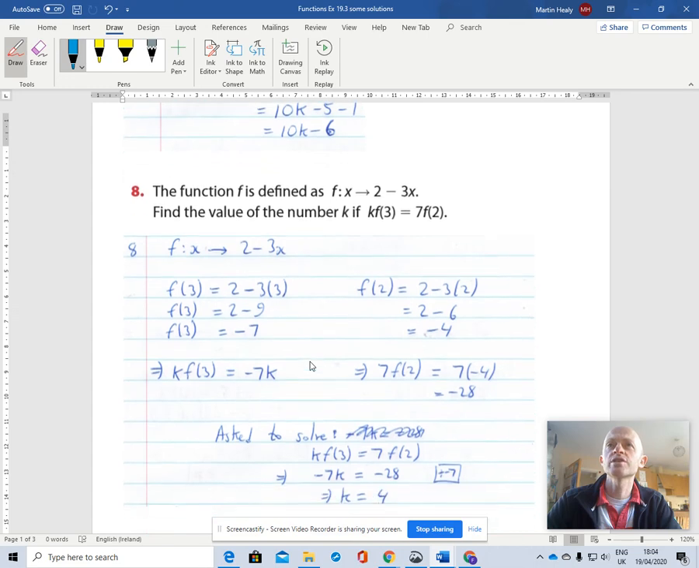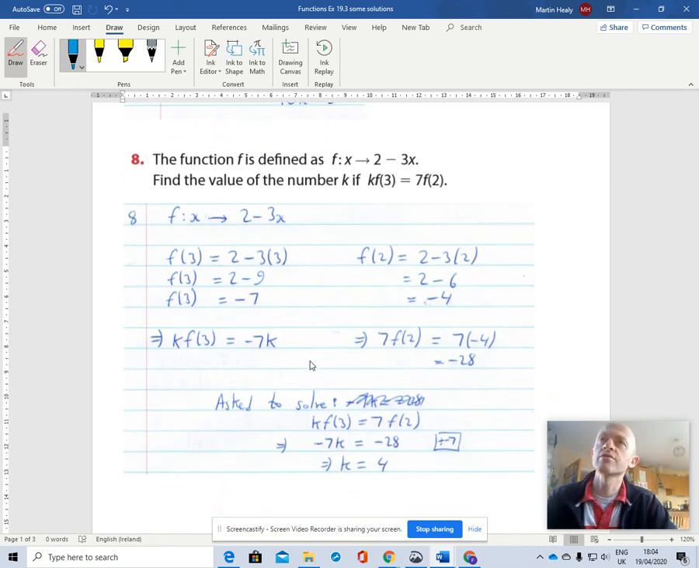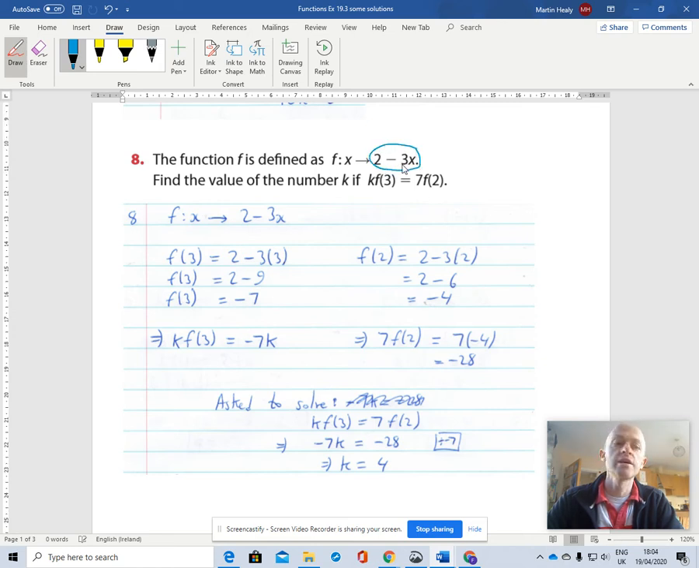For the next question, question 8, again, very confusing looking. Some fancy function notation here. This just basically means a function f maps x onto 2 minus 3x. So the only bit you're really interested in here is 2 minus 3x. So what you're going to do is to subtract 3 times the input away from 2.